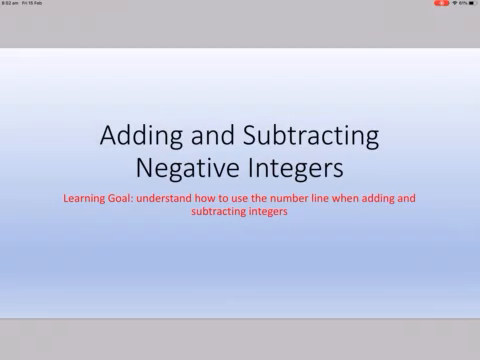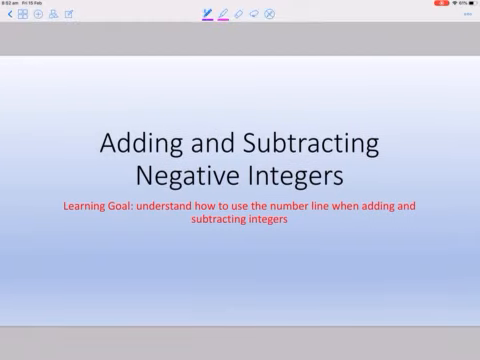Welcome to adding and subtracting negative integers, okay? So remember what integers are. They're positive and negative whole numbers and also including 0. So anything that you see in a number line, something that's not an integer, is a half because it's not a whole number, okay? Today's learning goal is to understand how to use the number line when adding and subtracting integers. All right, so make sure you've got that written down.